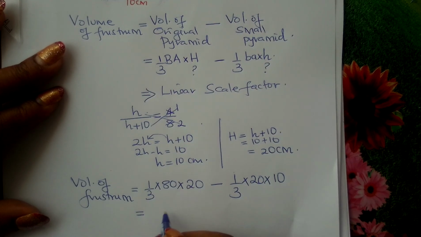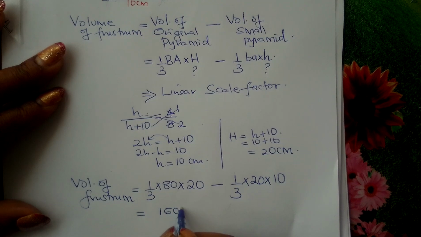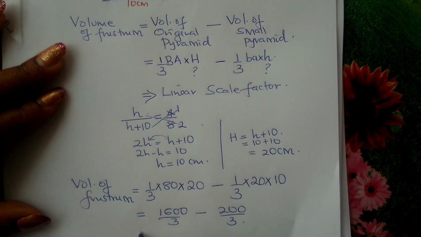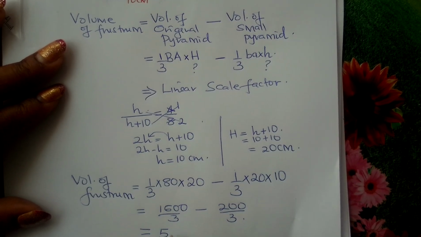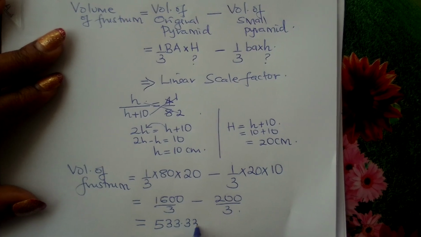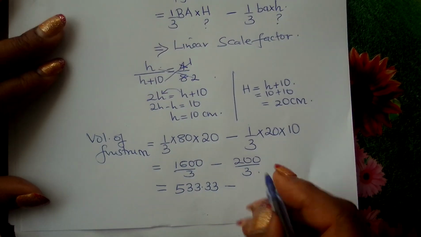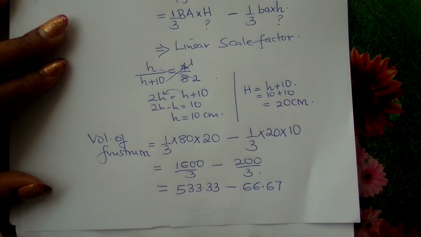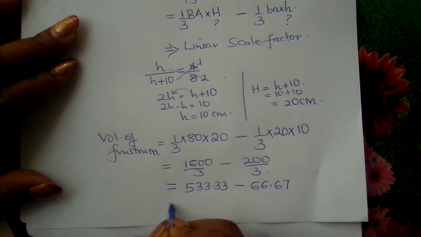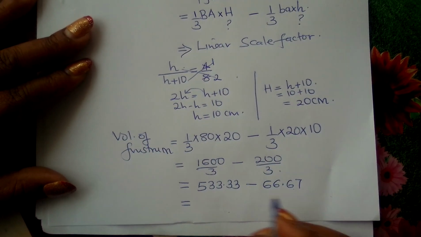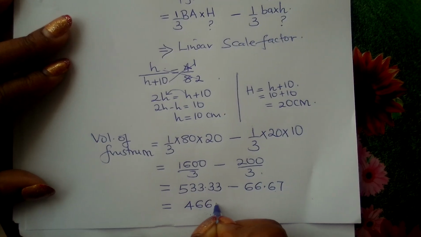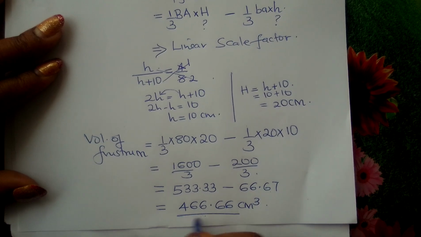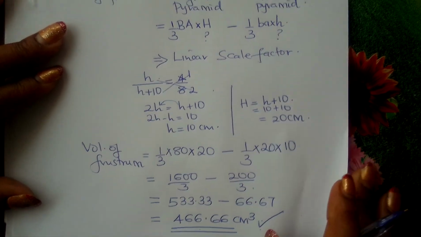So this gives us 1,600 divided by 3 minus 200 divided by 3. Using a calculator, this gives you 533.33 minus 66.67 to 2 decimal places. You subtract, and you get 466.66 centimeters cubed. And that is our answer.